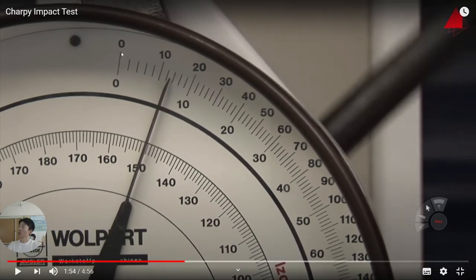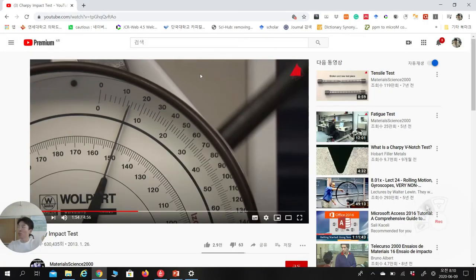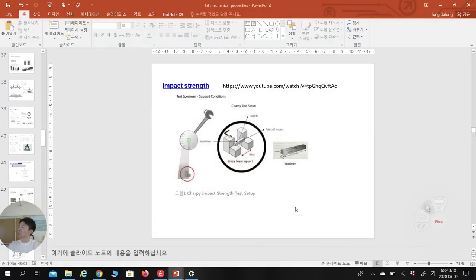So, initially it's like zero, right? But this height is decreased, which means that this height energy was absorbed by the material. So you can know how much of this height energy was decreased from the material. And then, as you can expect, the more energy was absorbed, the more the biomaterial can resist this kind of impact.